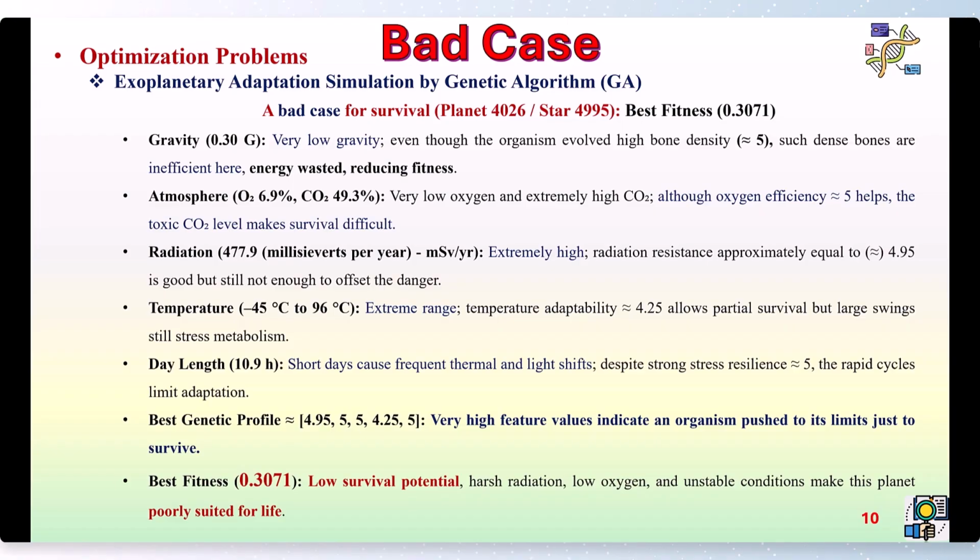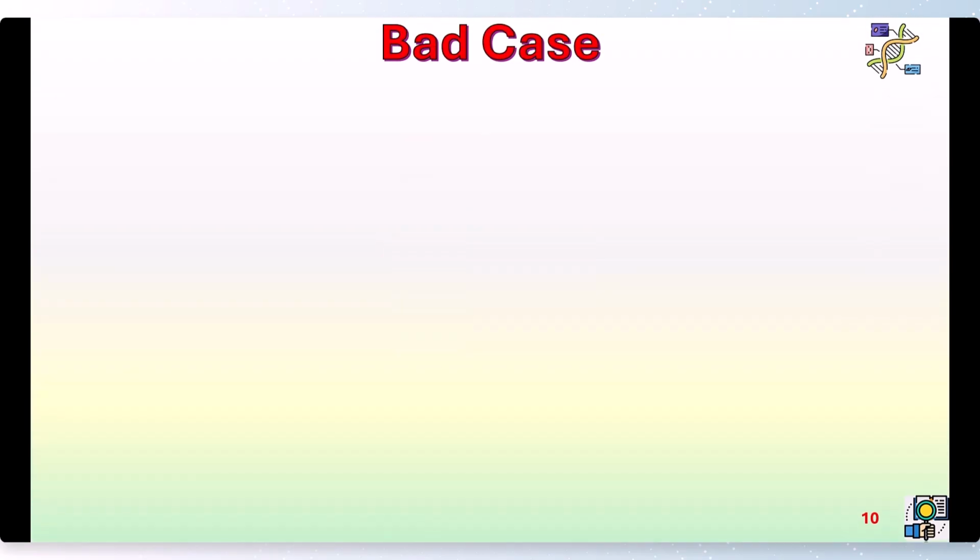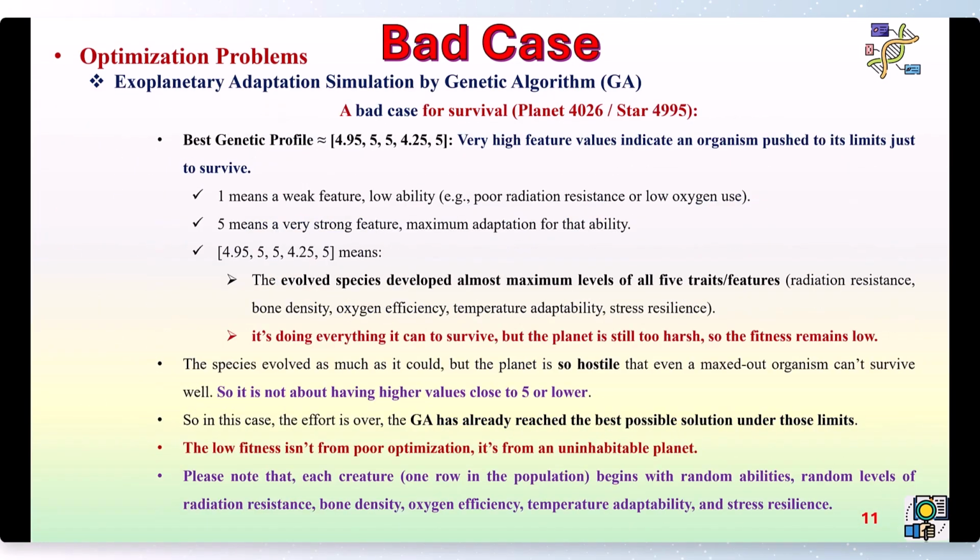The best genetic profile, which we achieved after the simulation for this case, is, as you can see, all of them near 5. That means very high feature values, indicating the organism was pushed to its limit just to survive. That means a lot of mutation happened. But our best fitness is around 0.3. Low survival potential, harsh radiation, low oxygen, and unstable conditions make this planet truly unsuitable for life. As we can see from the results, it's doing everything it can to survive, but the planet is still too harsh, so the fitness remains low.